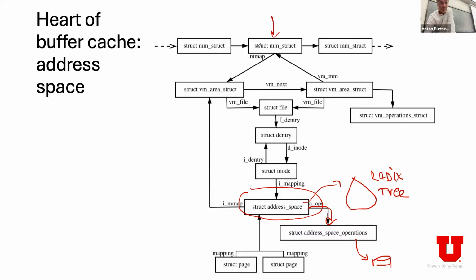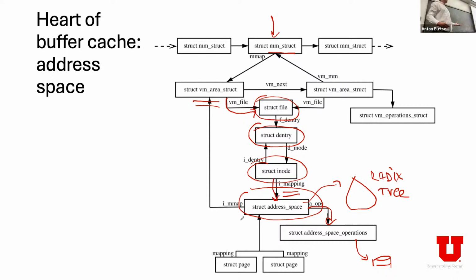Task struct has a pointer to the memory map struct, and then it will have a list of virtual memory areas, which I had in a previous slide. And then a virtual memory area will have a pointer to a file. The file will have a pointer to a directory entry, and then the entry will have a pointer to an inode. An inode will have a pointer, this i_mapping, and this one will lead us to an address space.